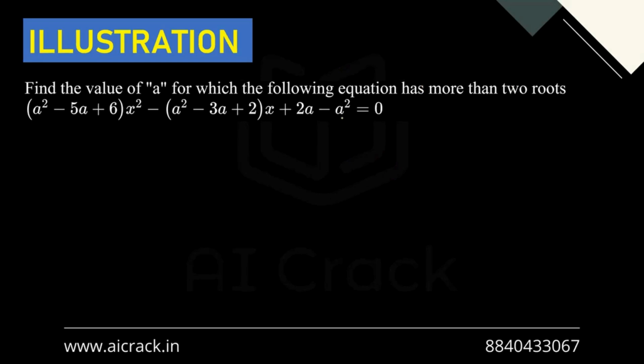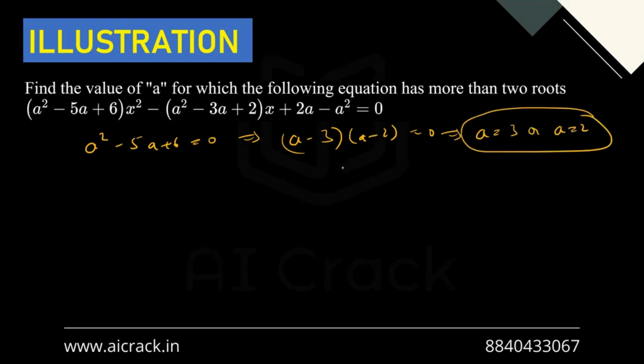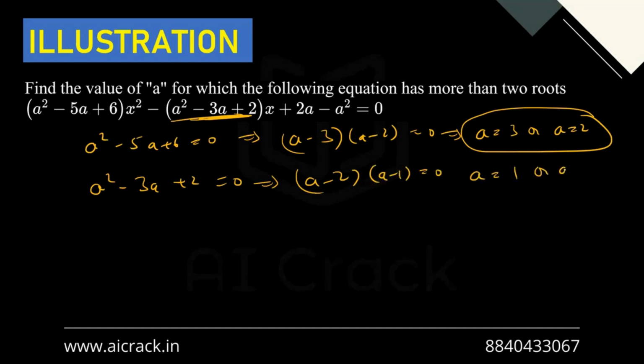So considering that this is an identity, this coefficient is 0, this is also 0 and this is also 0, right? So we have a square minus 5a plus 6 equals to 0. That means a minus 3, a minus 2 equals to 0. That means a is 3 or a equals to 2. We have got these two values. Now if we apply conditions of identity over here, that means a square minus 3a plus 2 equals to 0. That would mean a minus 2, a minus 1 equals to 0, right? So a equals to 1 or a equals to 2.